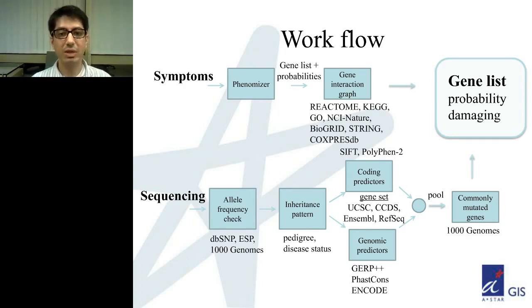But a few things that I would like you to focus on here on the top, when I talked about the gene interaction network, this is a probabilistic gene interaction network which was constructed in-house by integrating 7 different data sources. The second part that I would like you to focus on are that we have 2 different predictors, one for coding mutations and one for all genomic mutations. And I will be talking about these 2 predictors in the next slide.